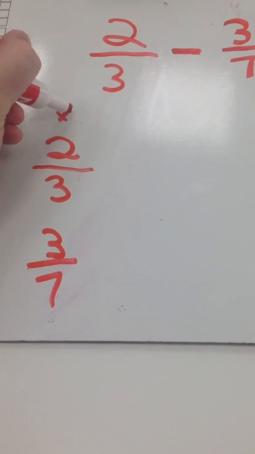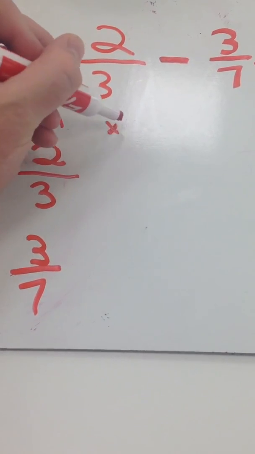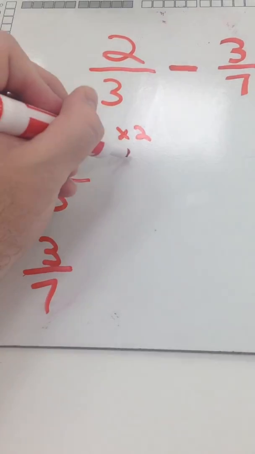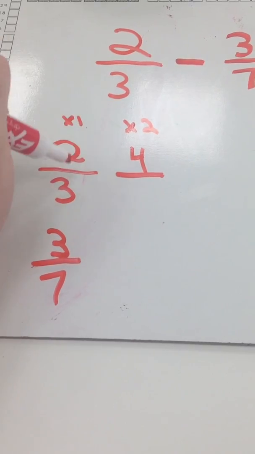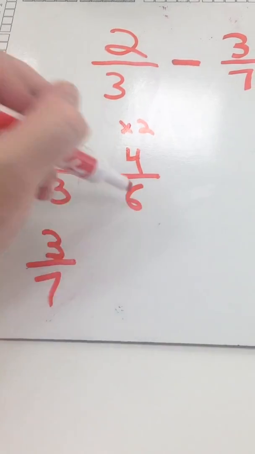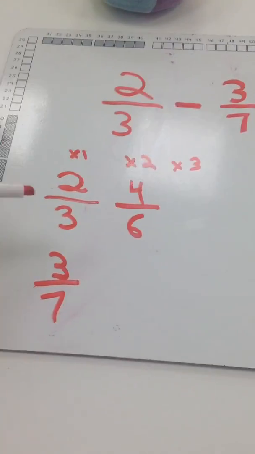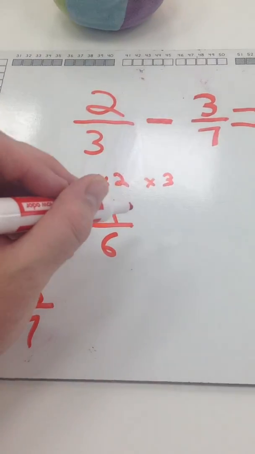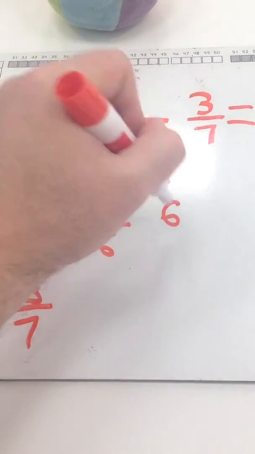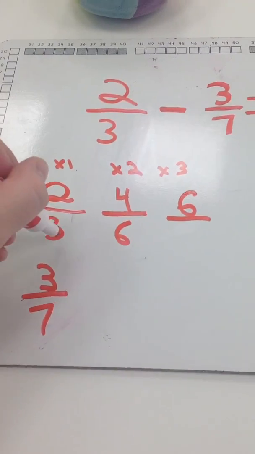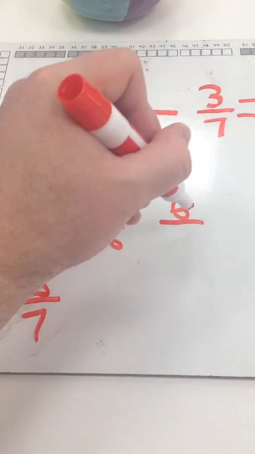Remember that this is times 1. This hasn't changed. So the next would come times 2. So 2 times 2 is 4. So 2, 4. 3 times 1 is 3. 3 times 2 is 6. 3, 6. Then would be times 3. So we have 2, 4, 6. 2 times 3 makes 6. Okay? And 3 times 1 is 3. 3 times 2 is 6. And 3 times 3 is 9.